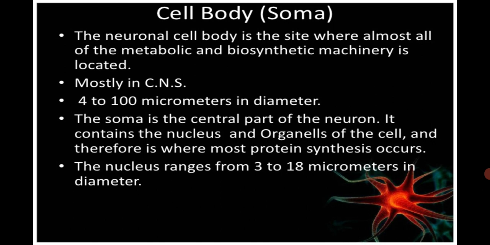First of all, there is the cell body of the neuron. The neuronal cell body is the site where almost all of the metabolic and biosynthetic machinery is located, mostly in the central nervous system, 4 to 100 micrometers in diameter. The soma is the central part of the neuron. It contains the nucleus and the organelles of the cell, and therefore it's where most protein synthesis occurs. The nucleus ranges from 3 to 18 micrometers in diameter.